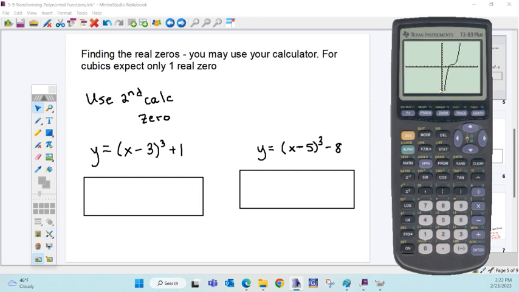Our parent, if you remember, we're expecting to start down and end up, and it has this basic shape for a cubic. I don't know if you remember that from the day we did the million graphs. So this is our basic shape. It went down and up. It crosses the x-axis only once. So this will be our intercept, so we can second calc 0.